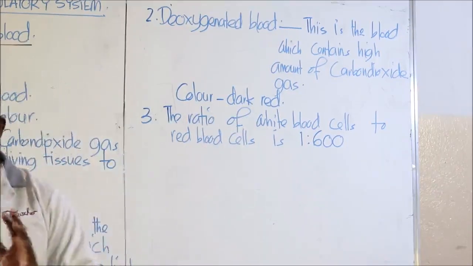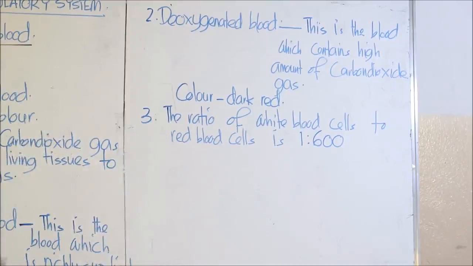Let me repeat this. For every 600 red blood cells in a blood sample, there is only one white blood cell. That is the point. Which tells us, therefore, there are so many red blood cells compared to white blood cells, but all of them are important in the function they do. This is very, very important.